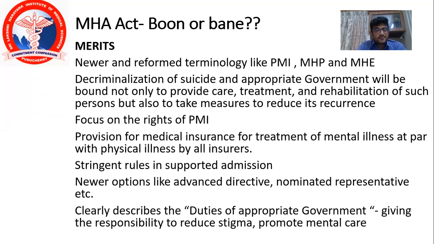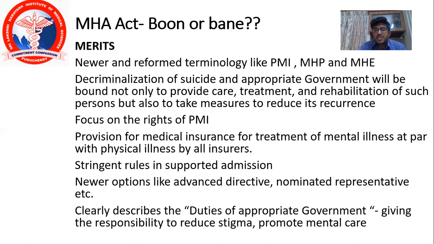The third merit is the focus on the rights of the person with mental illness, which is chapter 5 of what we have been discussing. There should be provision for medical insurance for the treatment of mental illness at par with physical illness by all insurers. That is a good thing for people of lower socio-economic status.